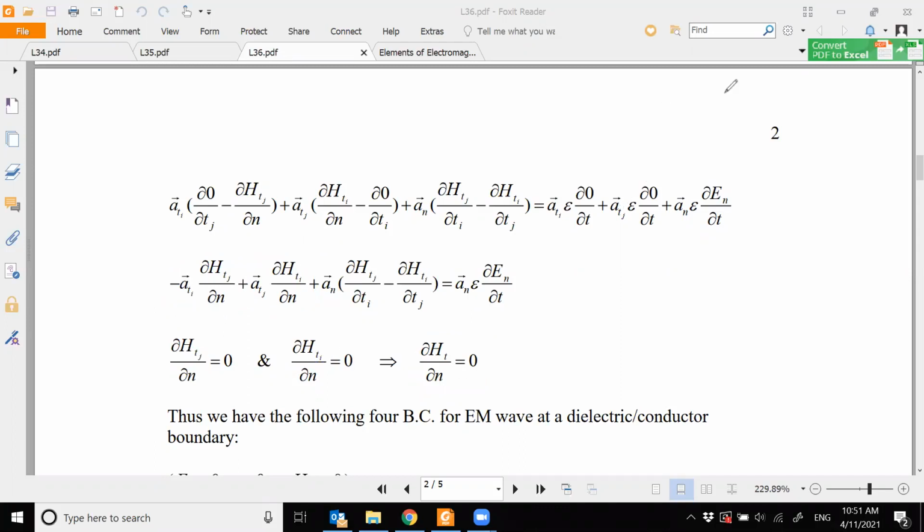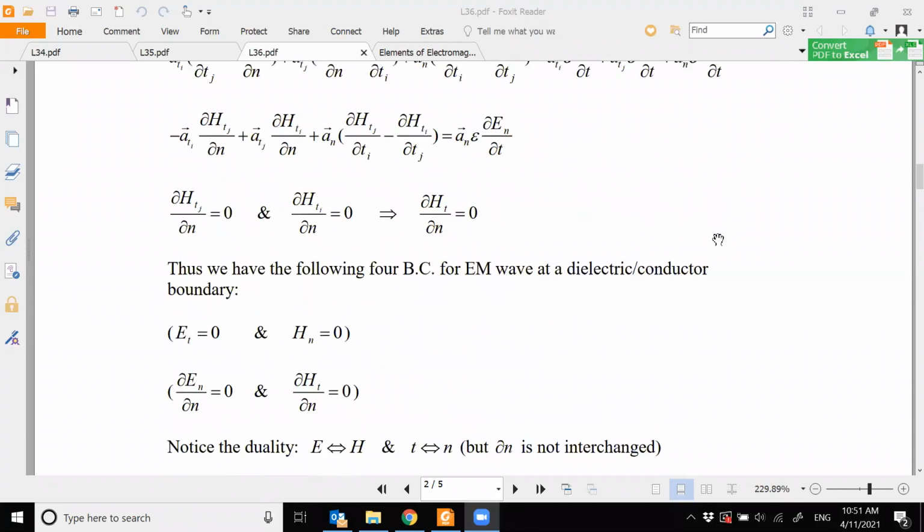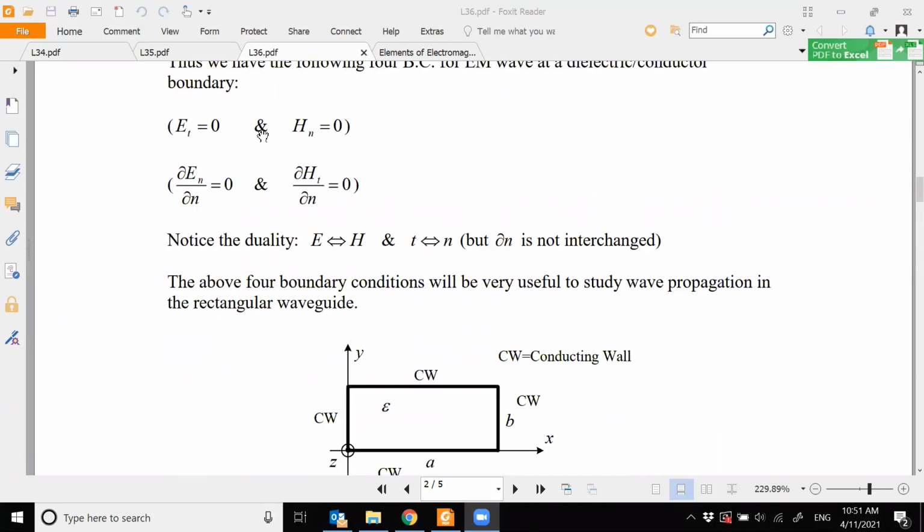That's it. We will stop here, guys. So we got our 4 boundary conditions. These are the 2 typical ones, and these are the 2 that we got. And now we will go ahead and solve it in our next class.